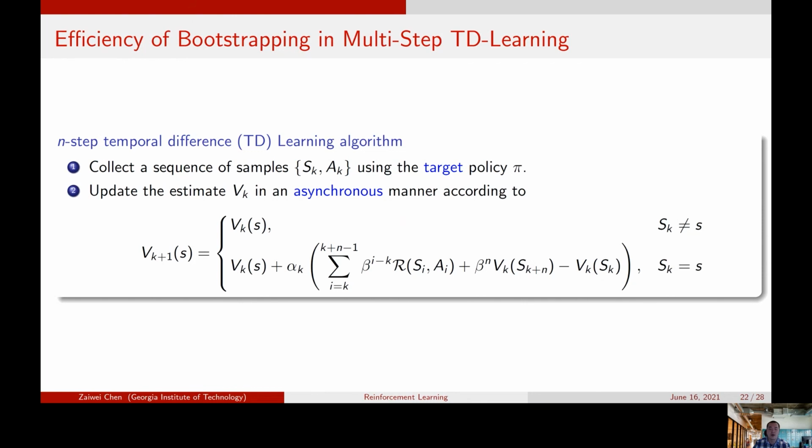Similar to Q-learning, the entry of vk is updated only when it coincides with the state visited at time k. And for the amount of update, instead of using the one-step return, we're using the n-step return here. This is a major difference between n-step TD and one-step TD. Another difference, of course, is that we're using asynchronous updates.